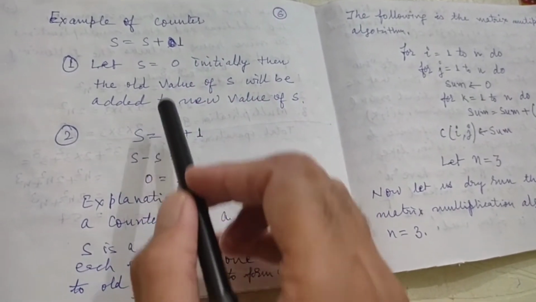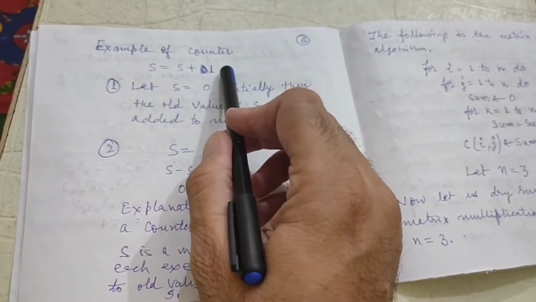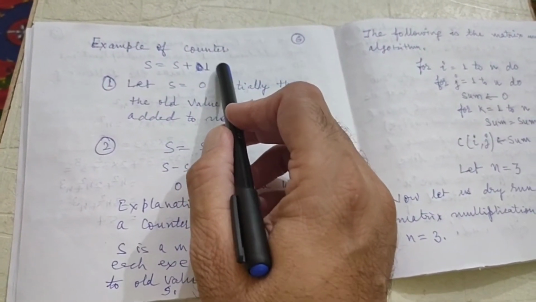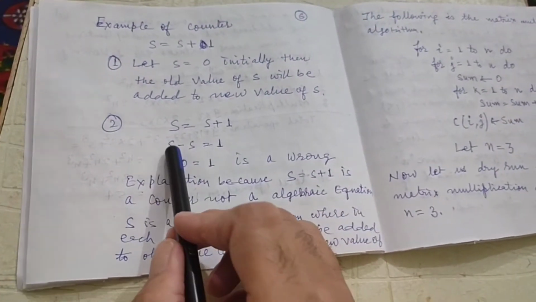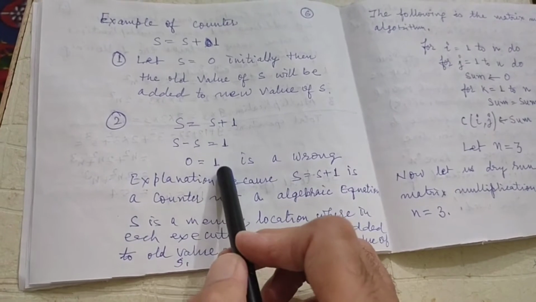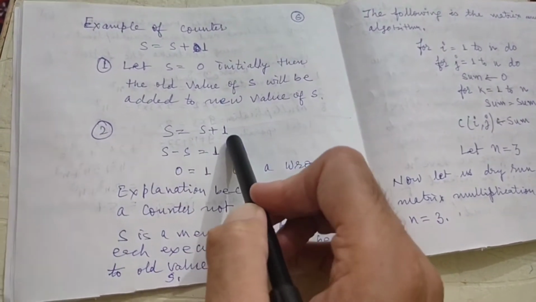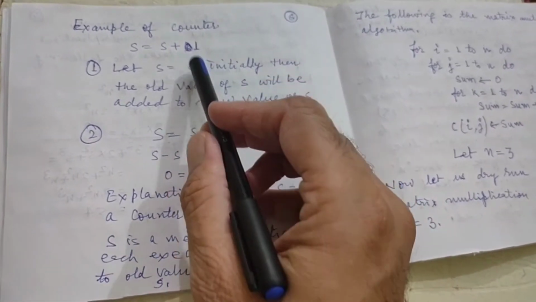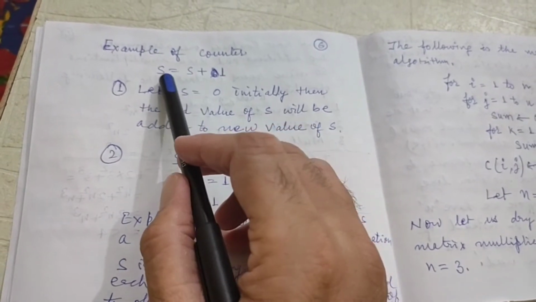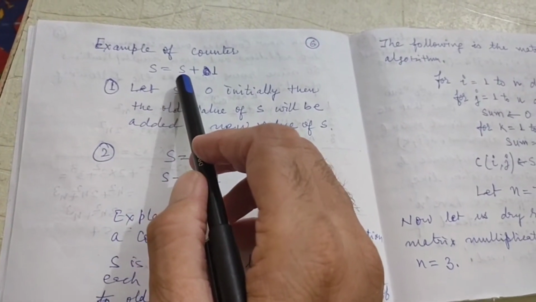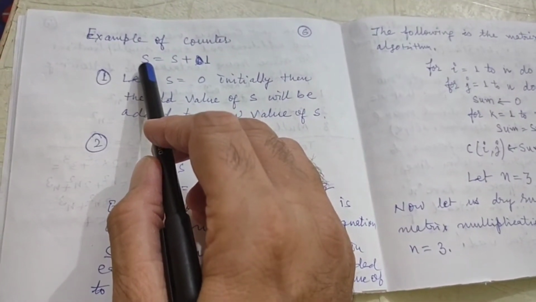So s is equal to s plus 1 is a counter. This is not an algebraic equation because s is equal to s plus 1 would give s minus s is equal to 1, 0 is equal to 1, which is a wrong explanation of s is equal to s plus 1. It is a counter, therefore it is an assignment statement. Assignment statement means we are going to use the memory location s.